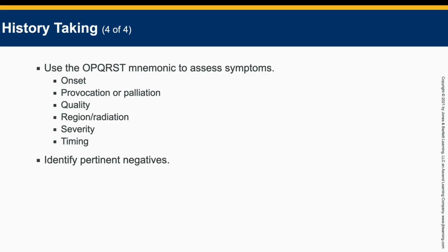And finally, the T stands for time, which refers to how long the symptoms have lasted, whether they are constant or intermittent, and whether they have changed over time. In addition to OPQRST, we should also try to identify any pertinent negatives. These are symptoms that the patient does not have, which are important to ask because they help rule out certain conditions. So using OPQRST and identifying pertinent negatives helps us gather a clear and thorough understanding of the patient's symptoms.